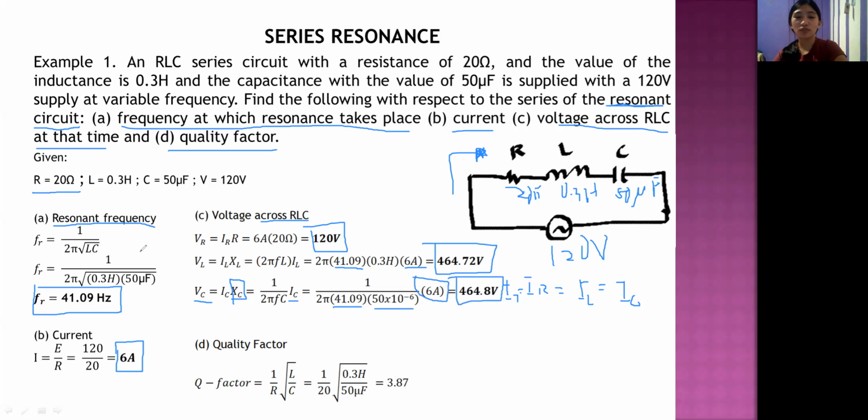And the quality factor: since we do have the values of the resistance, the inductance and the capacitance, we can just easily plug in the values. Plugging in the values and calculating, we'll have the quality factor of 3.87 in the given resonance circuit.